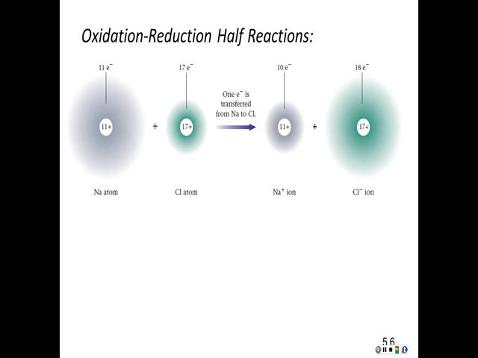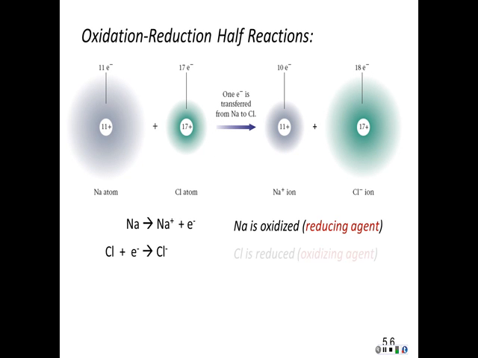Now we can write half reactions for these. A half reaction would be one separate for oxidation, one separate for reduction, and then we can add them together. Let's take a look at the first one. The sodium neutral atom is becoming a sodium ion and releasing the electron. That means the sodium is oxidized. It's the reducing agent. Now a second half reaction would show reduction. The chlorine is gaining the electron, so therefore it is reduced and it's the oxidizing agent.